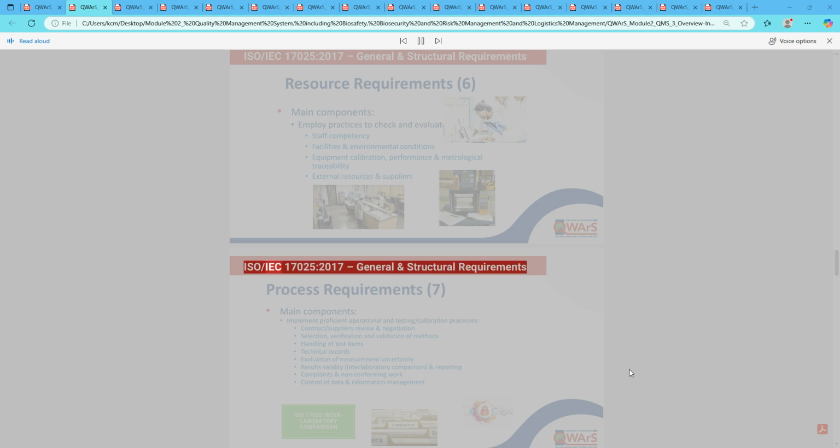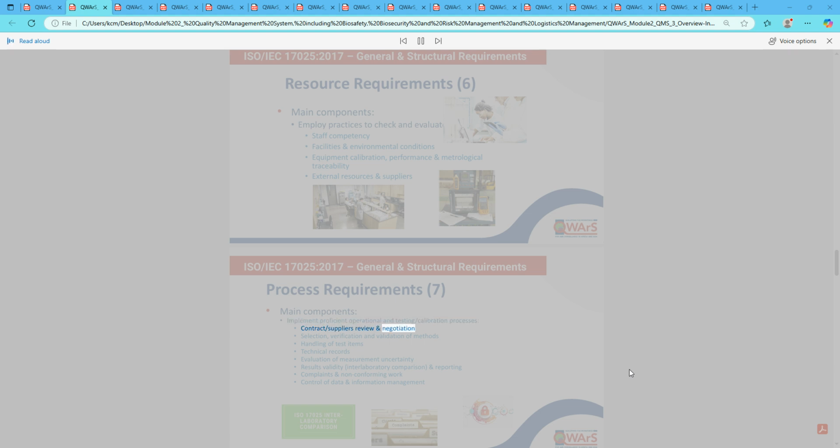ISO/IEC 17025:2017 General and structural requirements. Process requirements 7. Main components: implement proficient operational and testing/calibration processes.